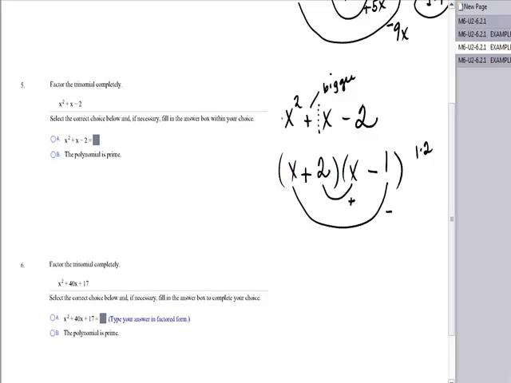X times x is x squared. Outer product is negative 1x. Inner product is positive 2x. Those have a difference of 1x. And 2 times negative 1 is negative 2.